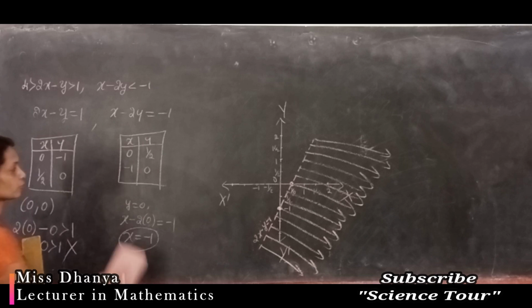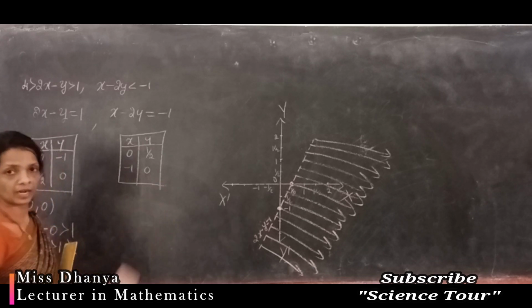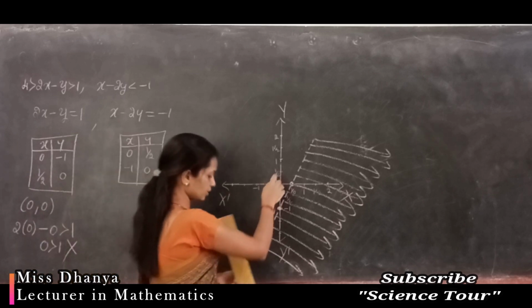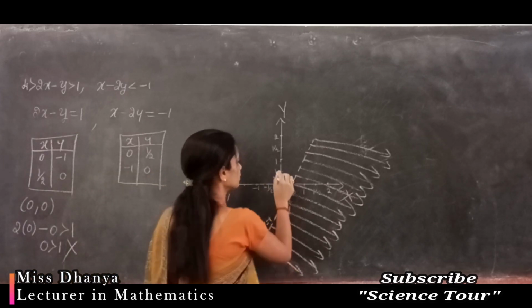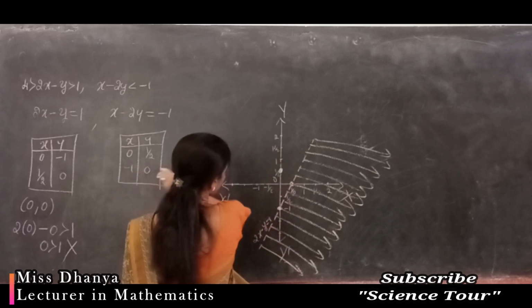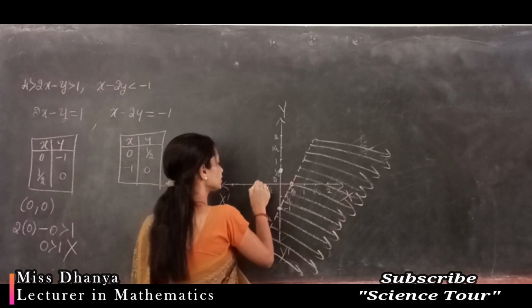Now we mark these 2 points in the same Cartesian plane. 0 comma half is here, that is this point, and minus 1 comma 0 is here.